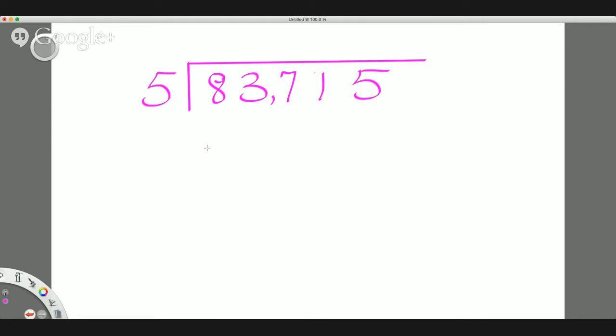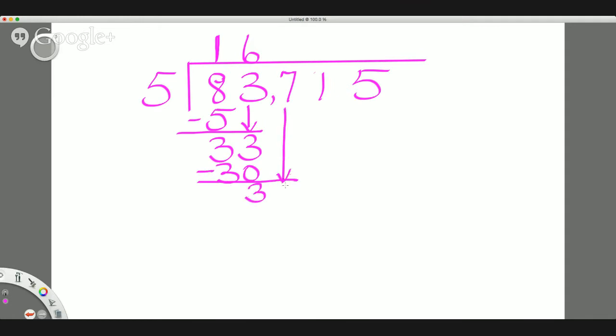Okay, so let's take a look. 8 divided by 5, that's 1. And 5 ones are 5. Subtract, you have a 3. You bring down the 3. 33 divided by 5, that's 6. 6 times 5 is 30. Subtract, you get 3. Bring down the 7. 37 divided by 5, well, that's 7. 7 fives are 35. Subtract, you have a 2, and you bring down the 1.